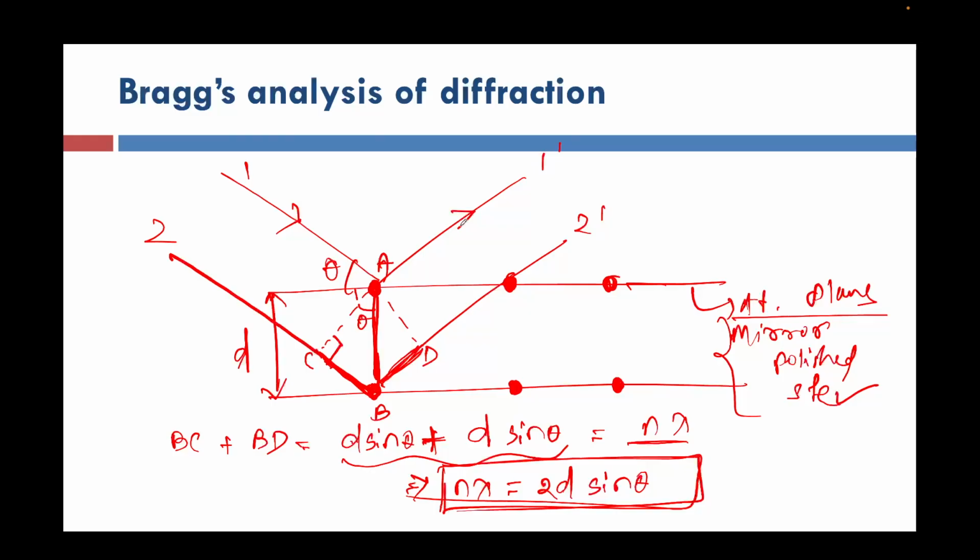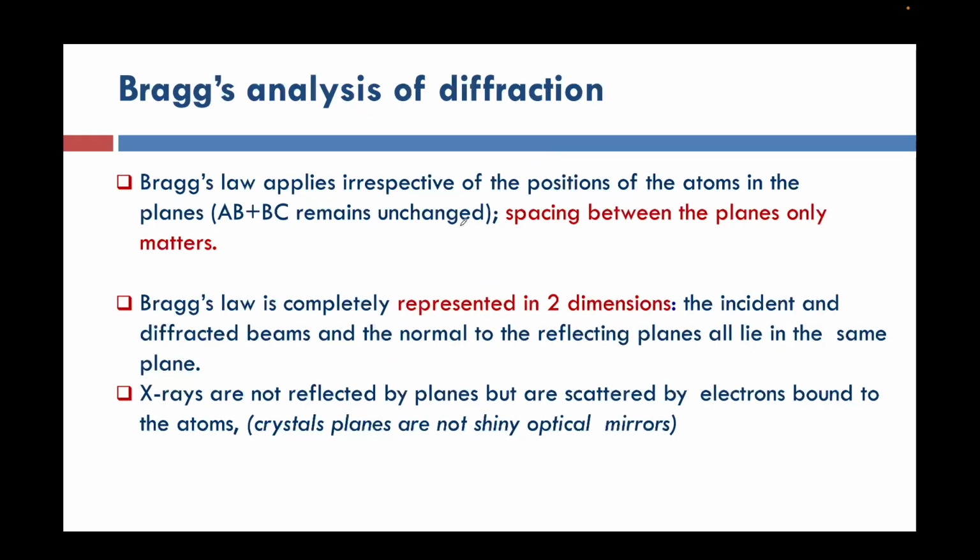Okay, thank you. So here we see Bragg's law, n lambda is equal to 2d sin theta. We don't have to worry about anything else, only the spacing between the planes matters for us to get a diffraction condition. Bragg's law is represented only in two dimensions. For reflection to happen, the incident beam and diffracted beam all lie in the same plane, as we have studied. But in the real world, X-rays are not reflected but scattered by electrons.